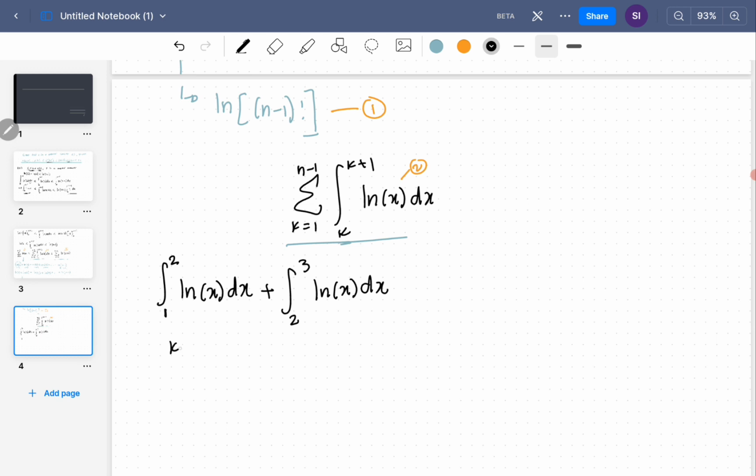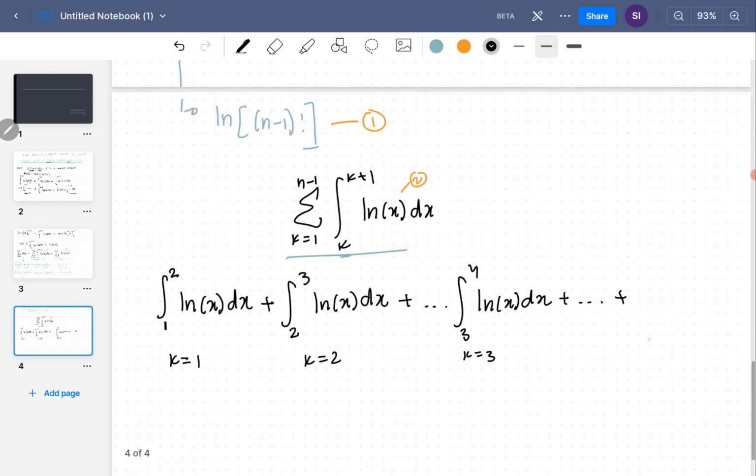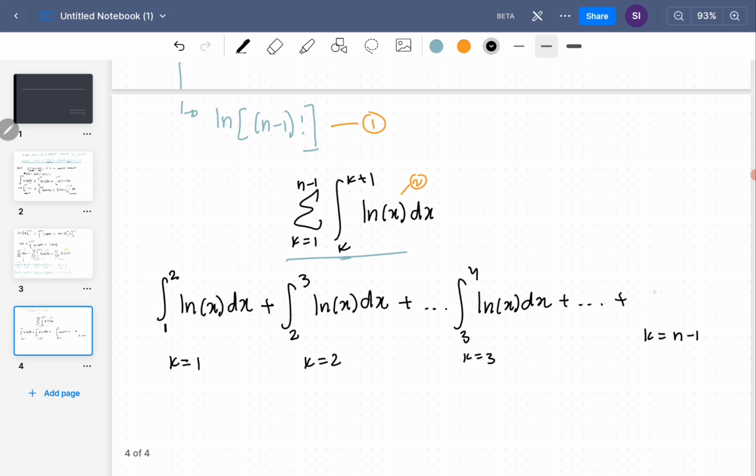This is when k is equal to 1. This is k is equal to 2. This is when k is equal to 3. Natural log of x dx. And now let's do when k is equal to n minus 1. So k equals n minus 1. Integration of n minus 1 to n minus 1 plus 1, which is just n, natural log of x dx.